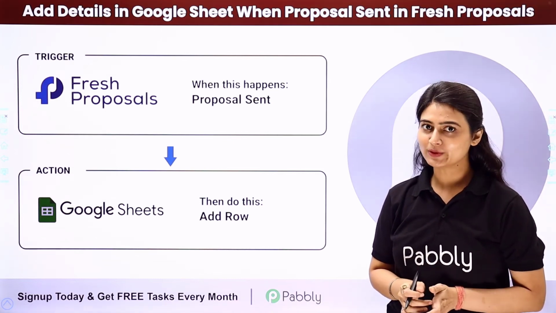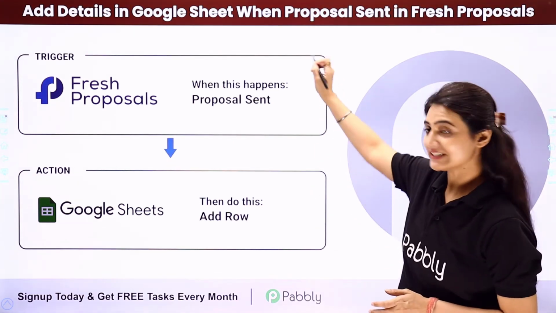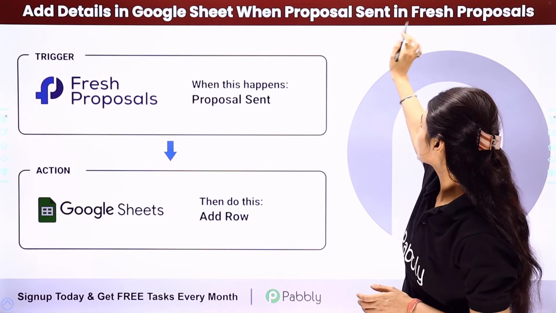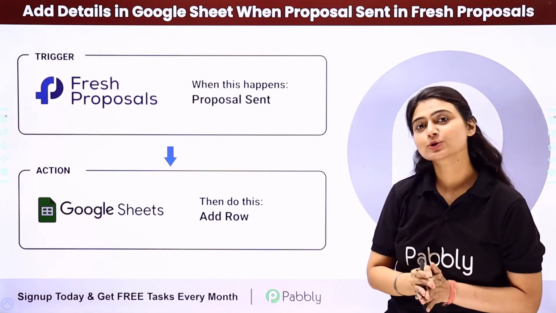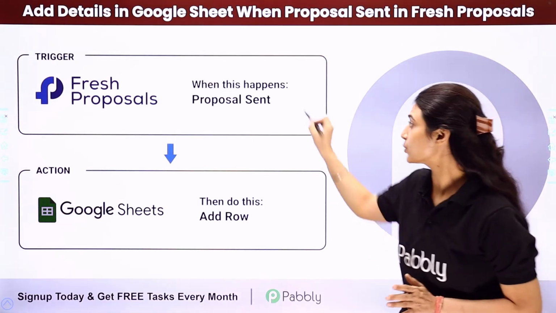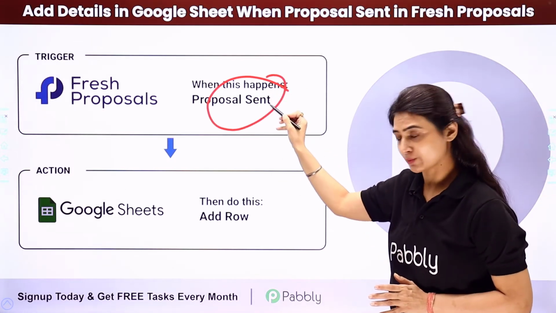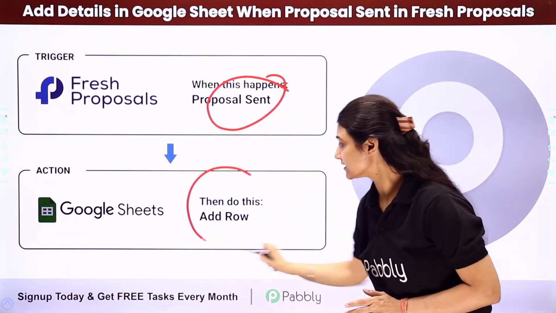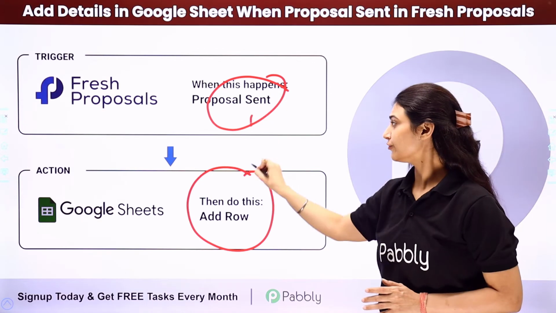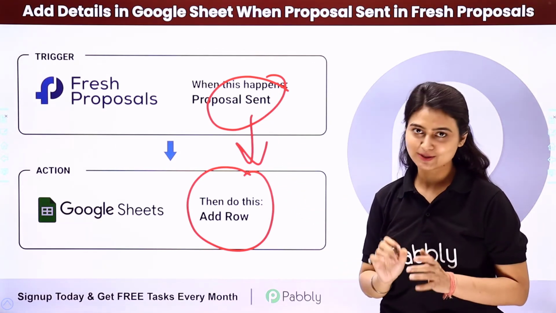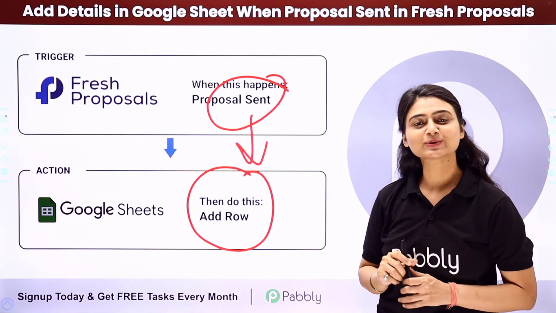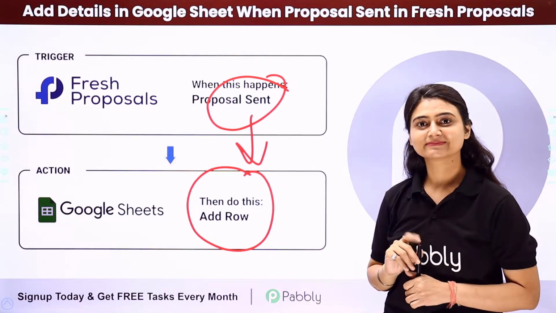In this video, we will learn how you can automatically add details in Google Sheets when a proposal is sent in Fresh Proposals. So let's say you want every time a proposal is sent to your clients in Fresh Proposals, its details should be added as a row in Google Sheets. So we are going to automate this entire process using Pabbly Connect. Come to my screen to see how we do this.